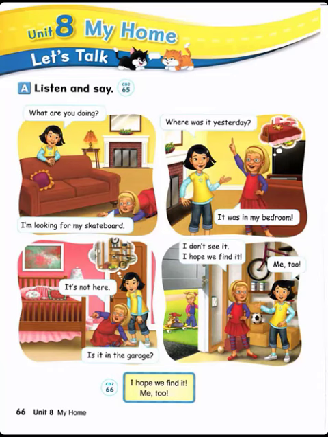Page 66, Unit 8, My Home. Let's talk. A. Listen and say. What are you doing? I'm looking for my skateboard. Where was it yesterday? It was in my bedroom. It's not here. Is it in the garage? I don't see it. I hope we find it. Me too.